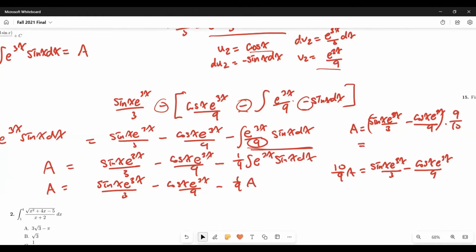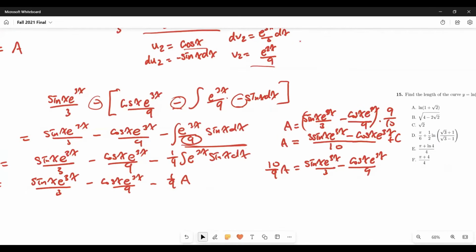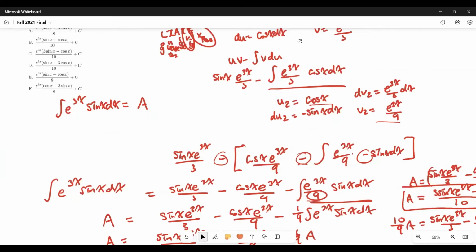If you do the simplification, this becomes e to the 3x over 10 times 3 sine of x minus cosine of x. So that's the answer, and we have to put plus C. I forgot that.